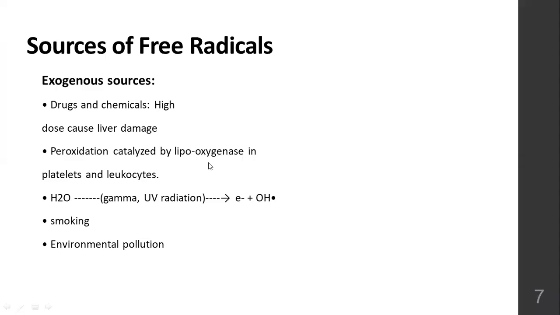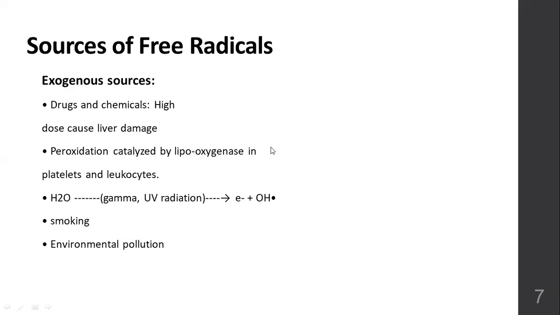So drugs and chemicals, high dose can cause liver damage as well. Then peroxidization catalyzed by lipoxygenase in platelets and leukocytes. Whenever you are getting hurt, some traumatic injury is taking place, or some infection is taking place, your platelets and leukocytes, that are white blood cells, are active. When they are interacting with these foreign bodies, that can lead to free radical creation.